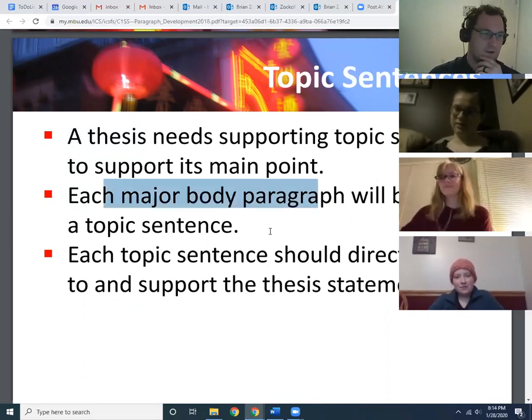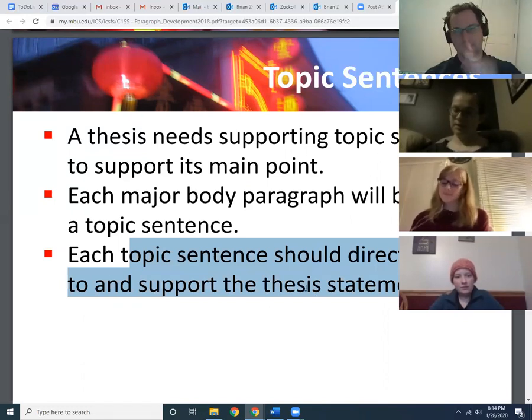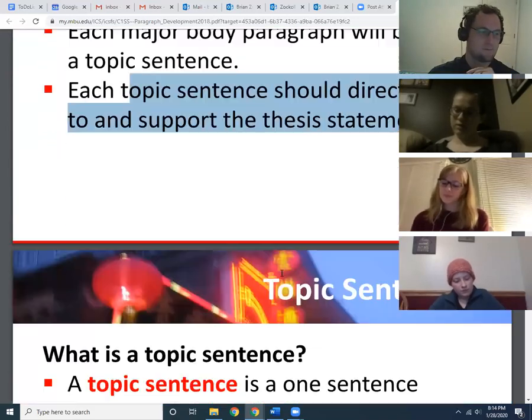And your body paragraph will begin with a topic sentence. Each topic sentence should directly relate to and support the thesis statement. You should clearly be able to see a direct line from the topic to the thesis. Okay?